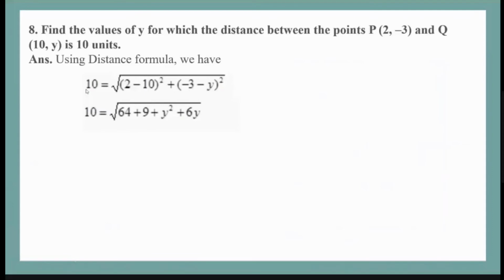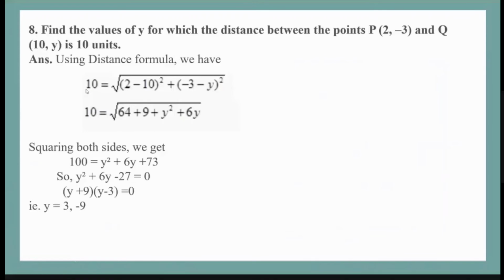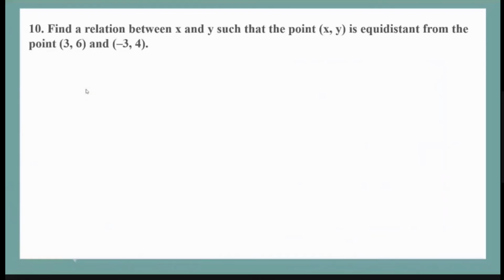I simplify what is inside the square root sign and square both sides, and I get the value of y as either 3 or -9. So the value of y is either 3 or -9, and that finishes off the question. Let us take up the 10th question now.